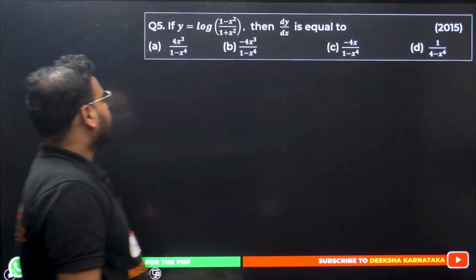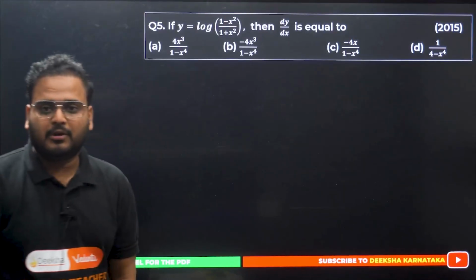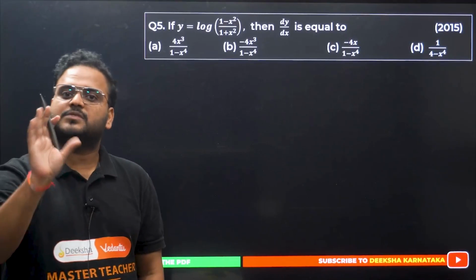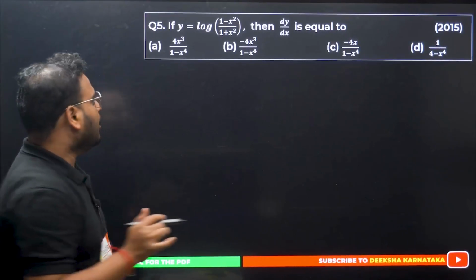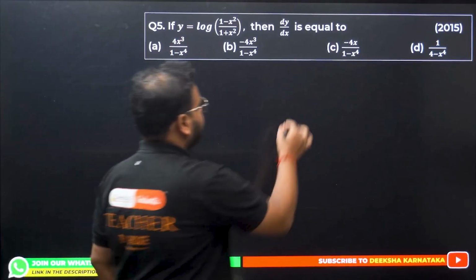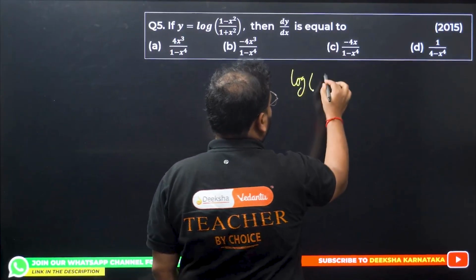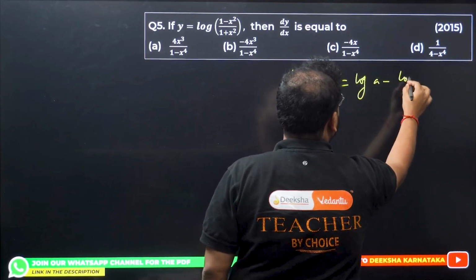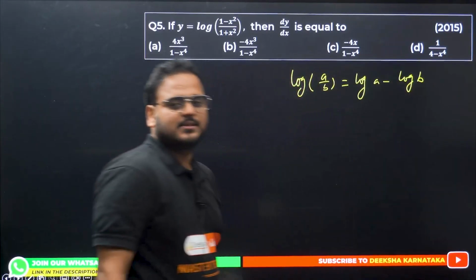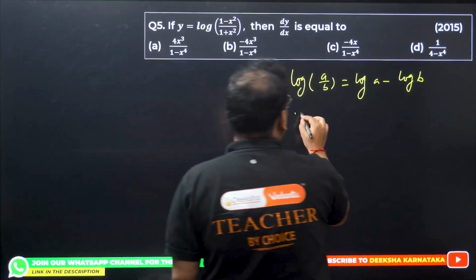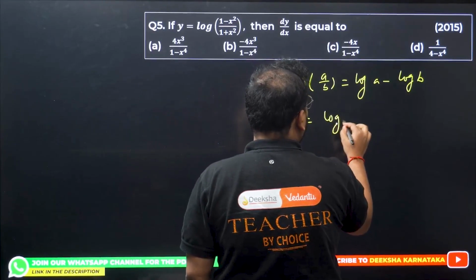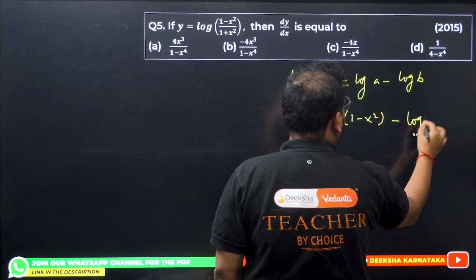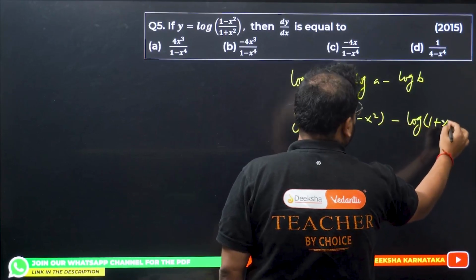Question number 5. If y equal to log of (1 minus x square) and (1 plus x square), if you see this kind of question, simply use the properties of logarithms. Log a by b is what? Log a minus log b. So write that. I get here y equals to log of the numerator 1 minus x square minus log of denominator 1 plus x square.